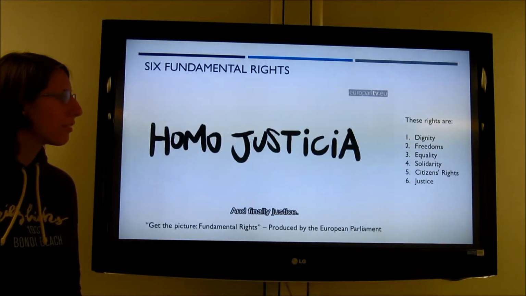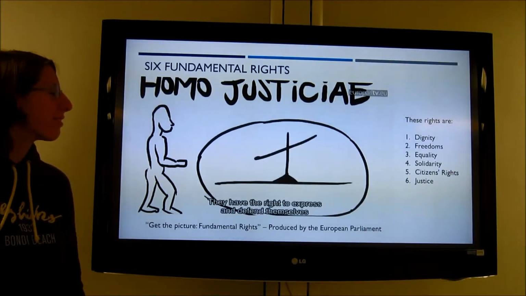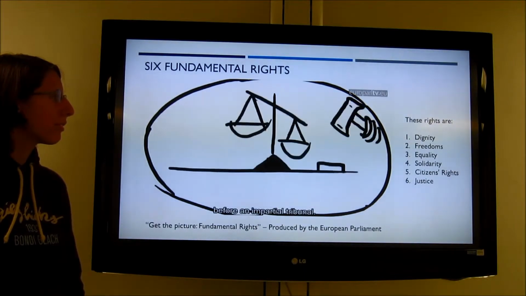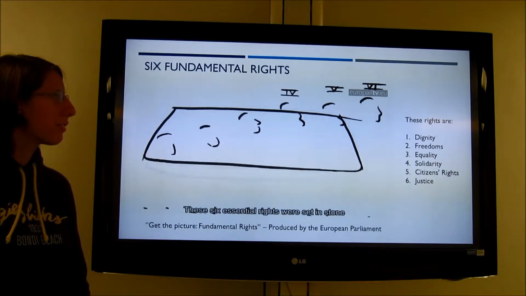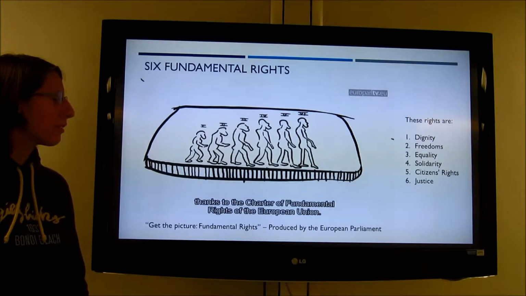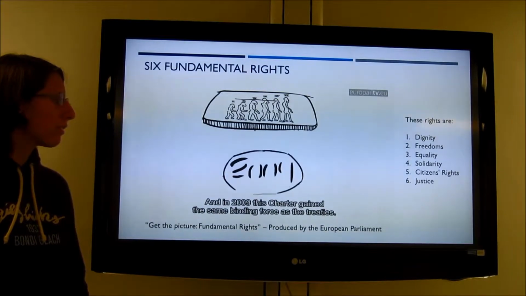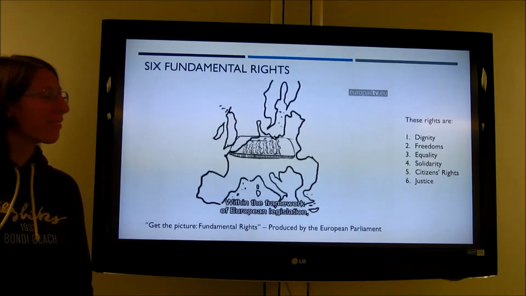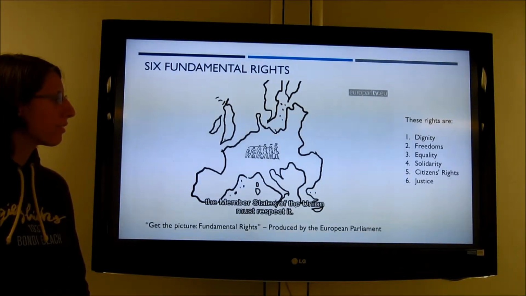And finally, justice. Europeans have access to justice. They have the right to express themselves and to defend themselves before an impartial tribunal. These 6 essential rights were set in stone, thanks to the Charter of Fundamental Rights of the European Union. And in 2009, this charter gained the same binding force as the treaties. Within the framework of European legislation, the member states of the Union must respect it.